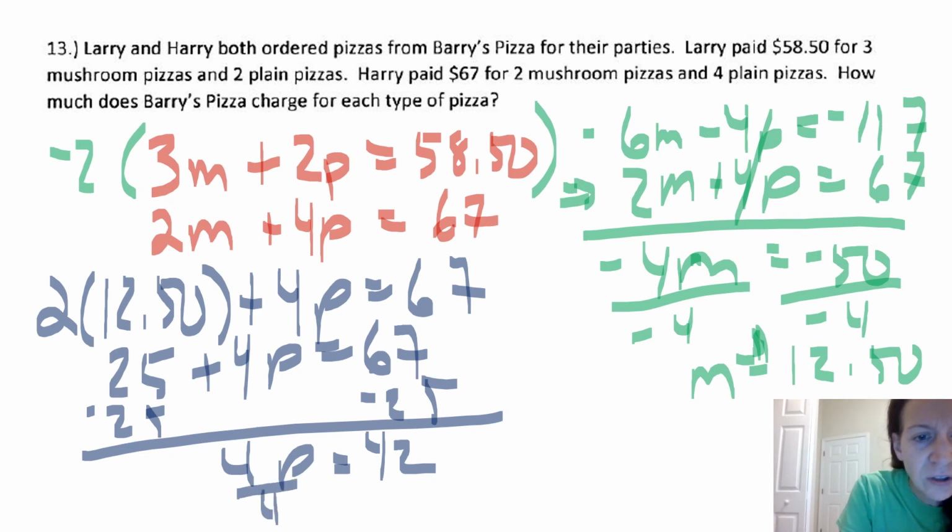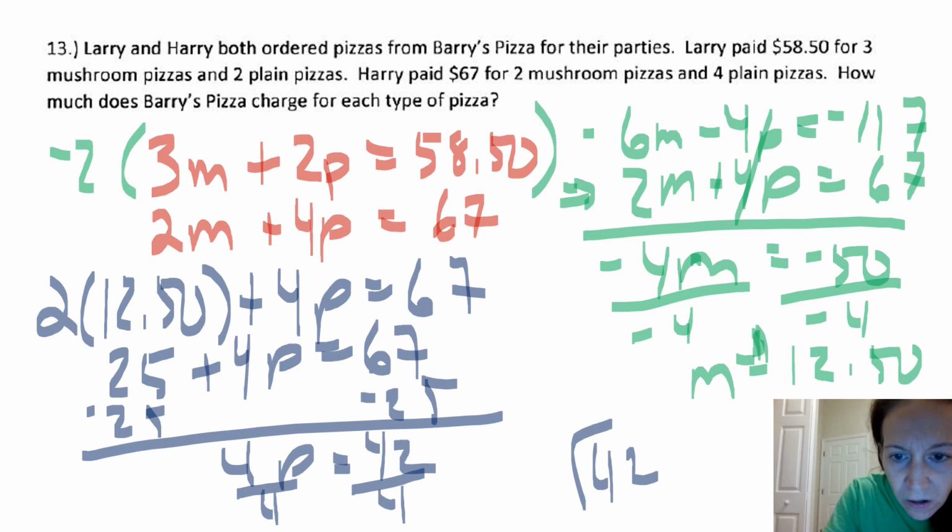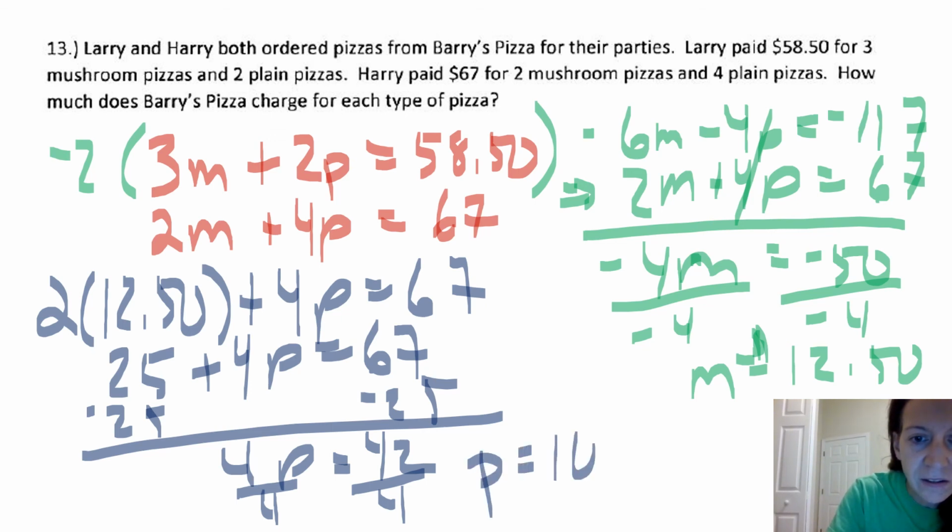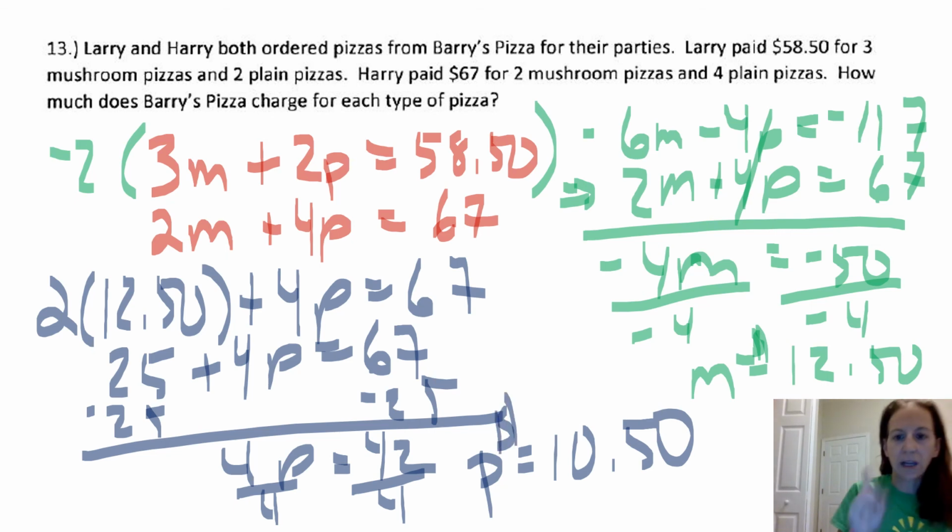And 42 divided by 4 is 10.50. Okay. So a plain pizza is $10.50. And thankfully, this does make sense. It makes sense that you'd have the $2 for the extra topping. So yeah, that makes sense.